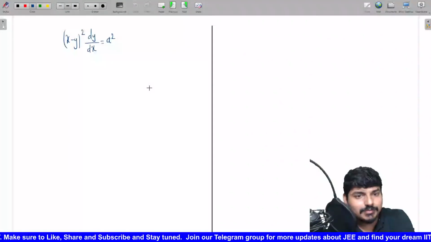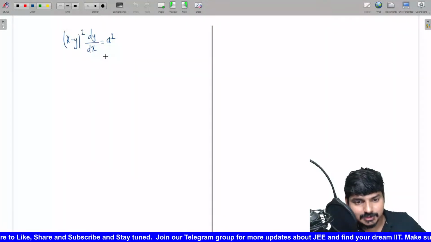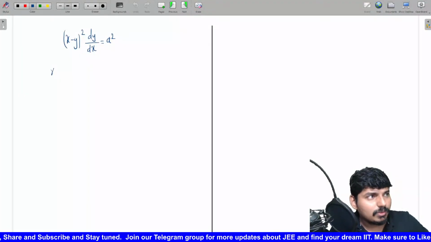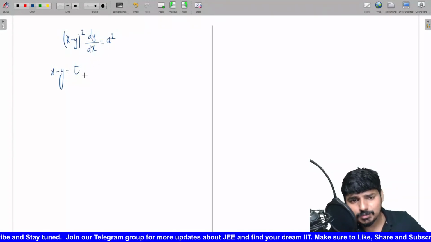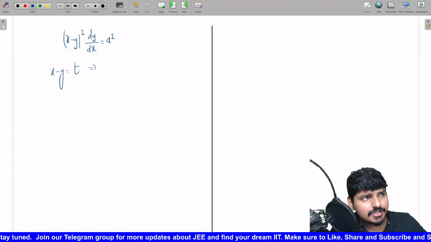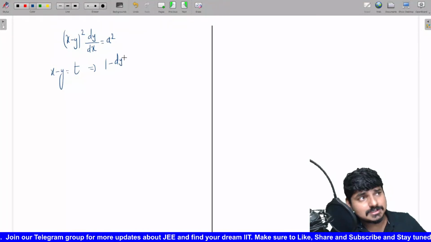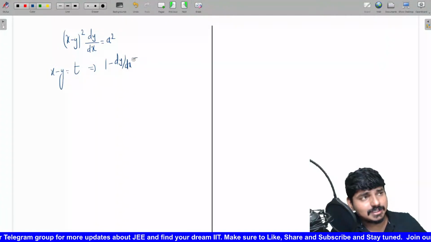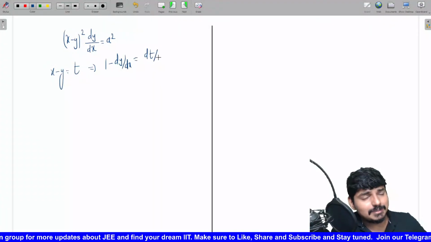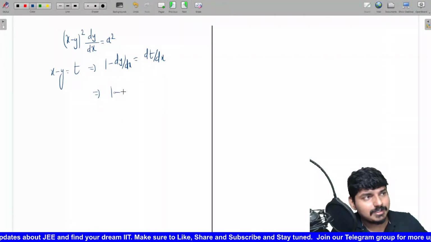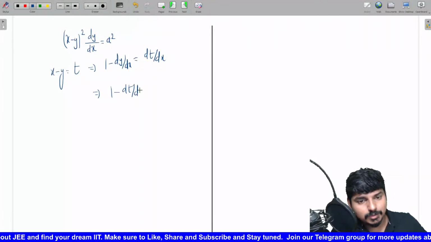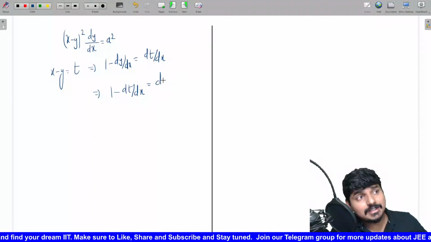Now we need to find out the solution in this case. So what will we do here? I told you, whenever you find this type of differential equation, you take x minus y is equal to t. So differentiating, I'll get 1 minus dy by dx is equal to dt by dx, or I can write dy by dx as 1 minus dt by dx.